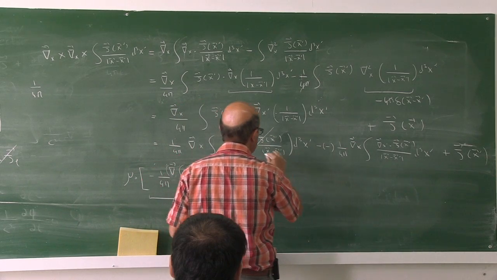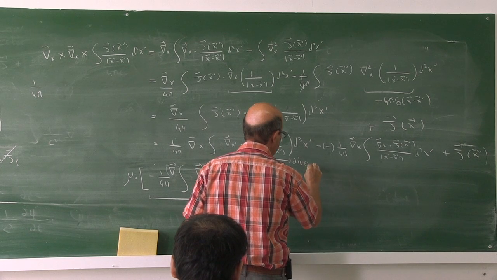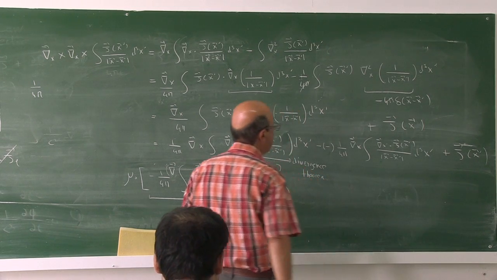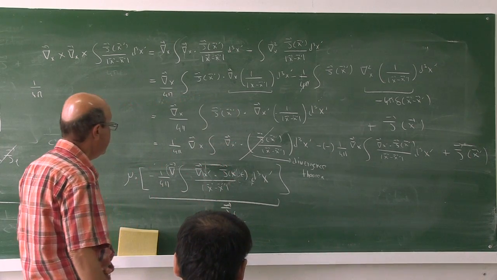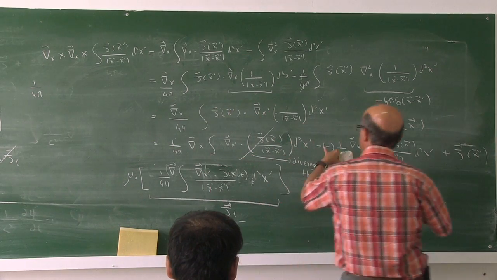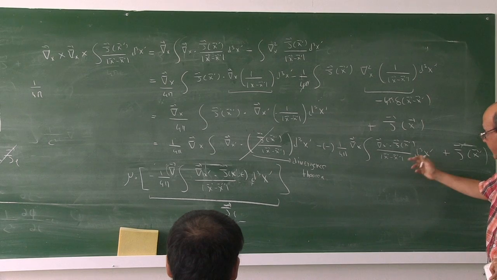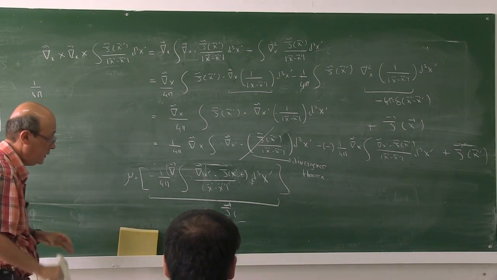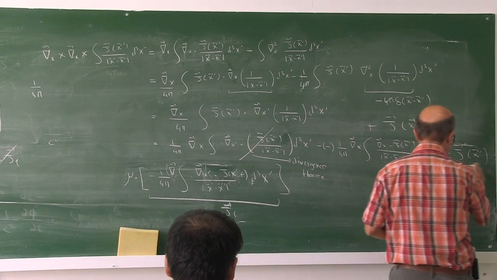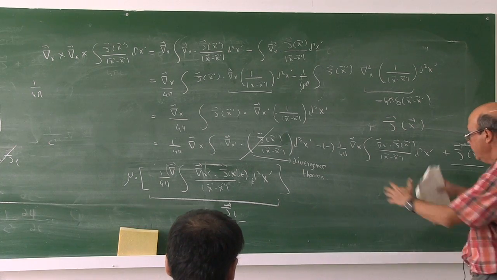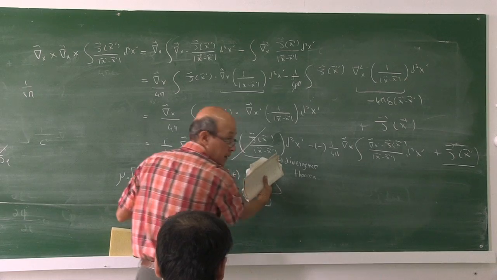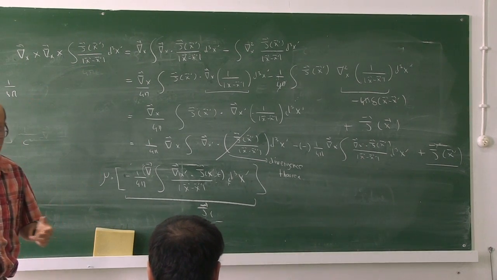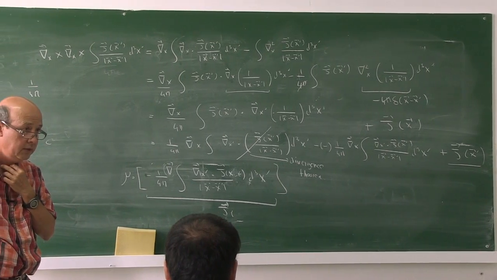This will be 0, divergence theorem. And what I have here, this is plus. If I take this to the other side, what am I going to obtain? Current density is equal to this piece, which is exactly that piece, plus another piece. One of the pieces is the longitudinal current, the other is the transverse.